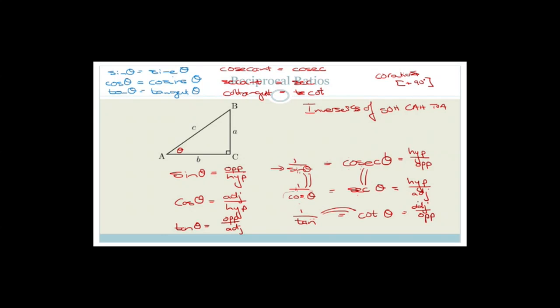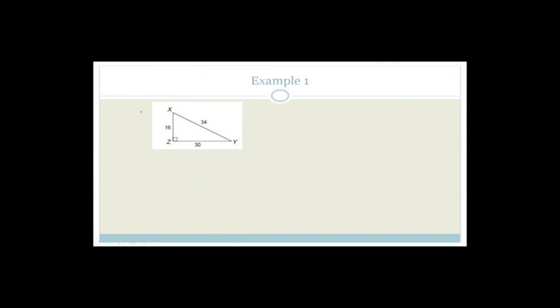But anyway, besides that, they are also reciprocals. So for example, if I said that sine of theta is opposite over hypotenuse, which is A over C, its reciprocal, which is cosec, is going to be C over A. There you go. And I didn't even have to work it out. I just had to flip them upside down. Right, so let's look at an example.